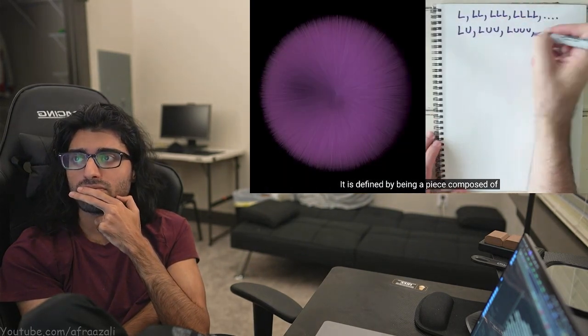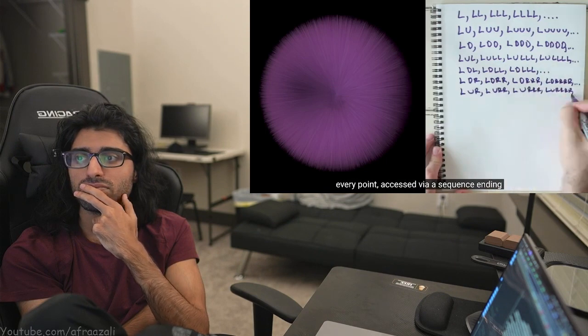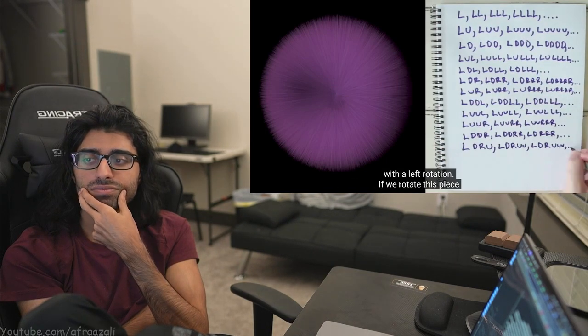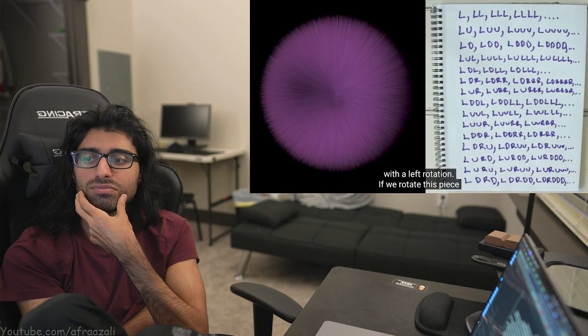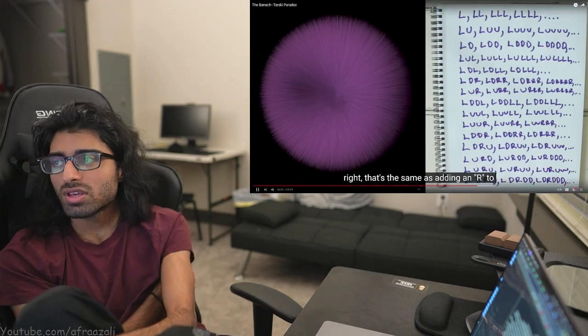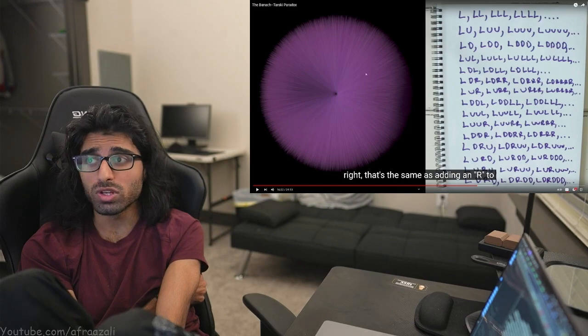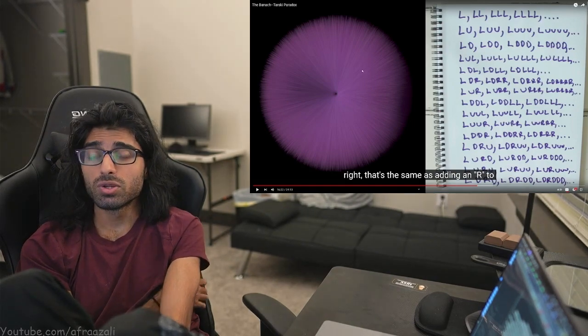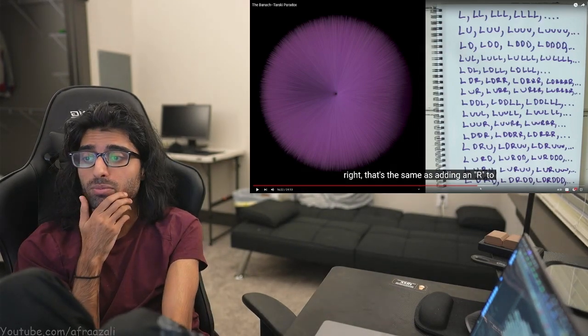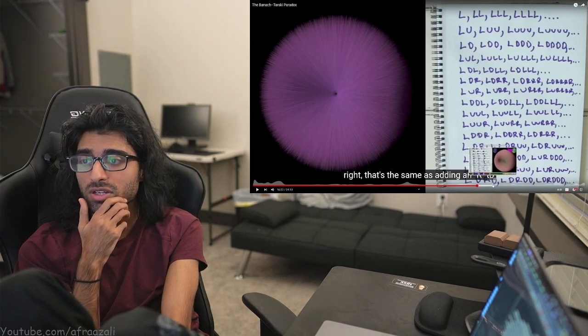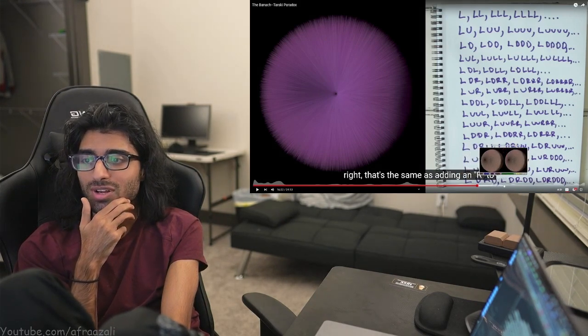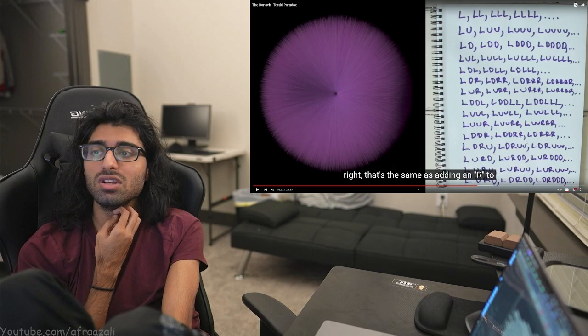A piece composed of every point accessed via a sequence ending with a left rotation. If we rotate this piece... Yeah, but you don't even need to... I know what he's saying, and the part where he combines all the circles back together right here, this is the part that people are confused about. The way that he combines it is not necessary.